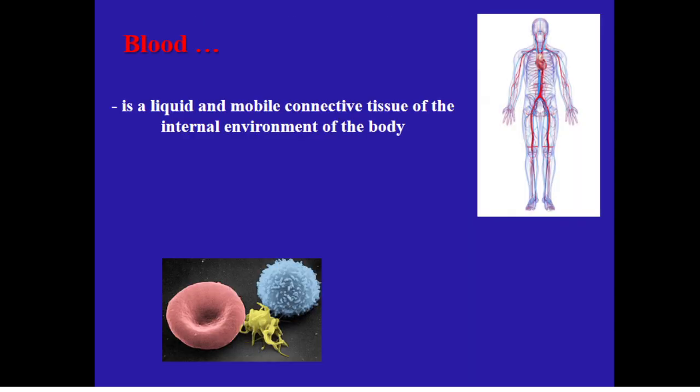At first, let's make a definition. What will we talk about? Blood is a liquid and mobile connective tissue of the internal environment of our body. It is circulating in blood vessels that are connected with the central pump, our heart, and supply us with all necessary substances. Blood consists of plasma and cells: erythrocytes, leukocytes, and thrombocytes.